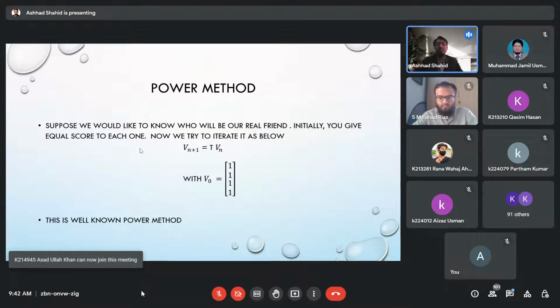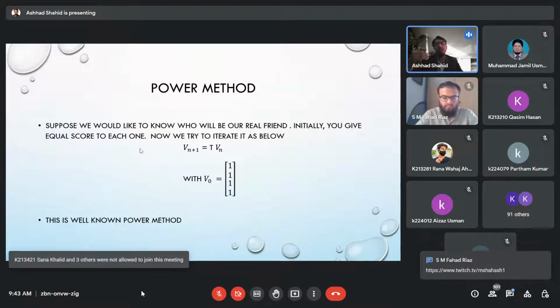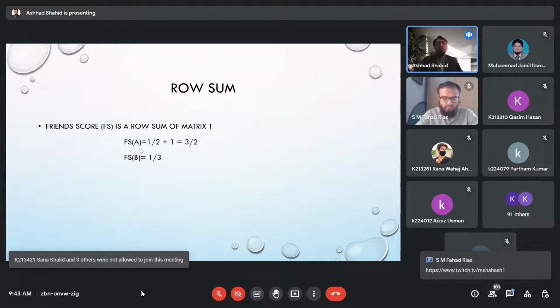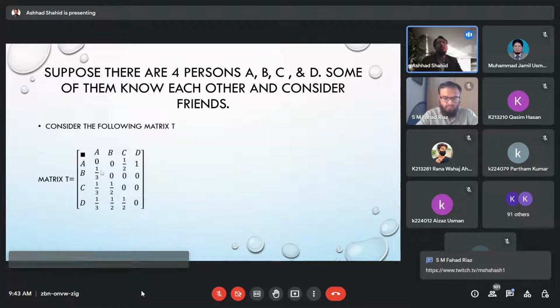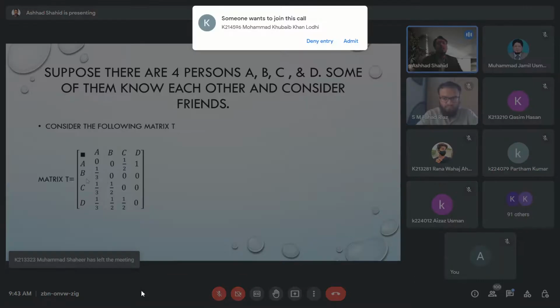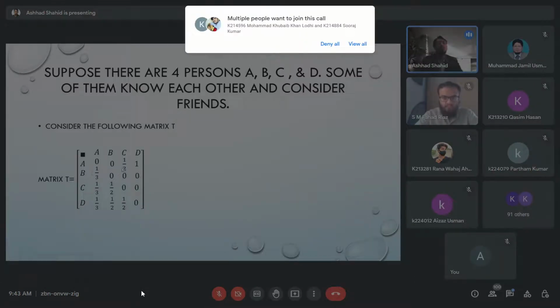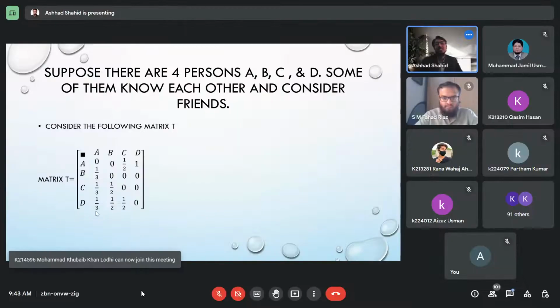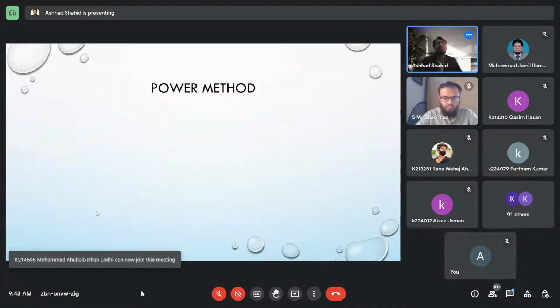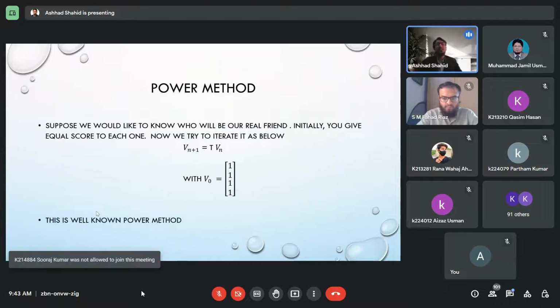The points given are equal. A has described in this matrix equal weightage to all of them. But the score of B is so low, so B cannot be the real friend of A. Maybe the real friend of A is D, or this can be given as a priority. So this power method can be used for finding the real friend.